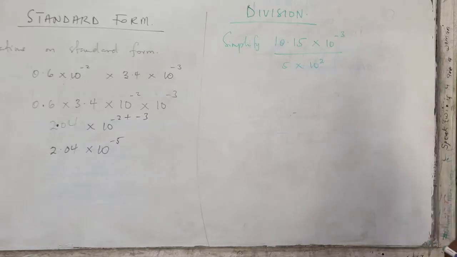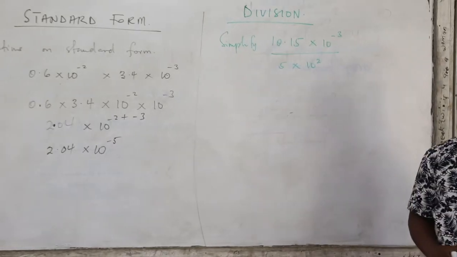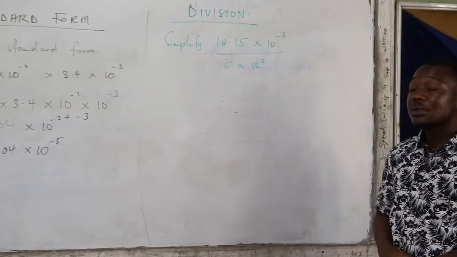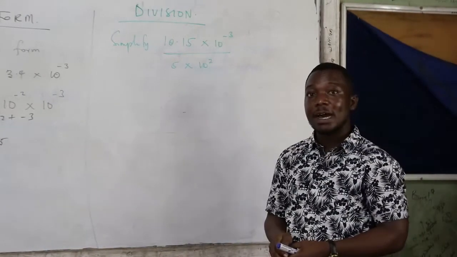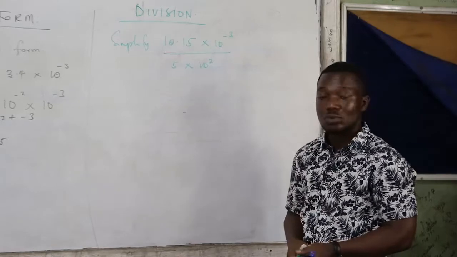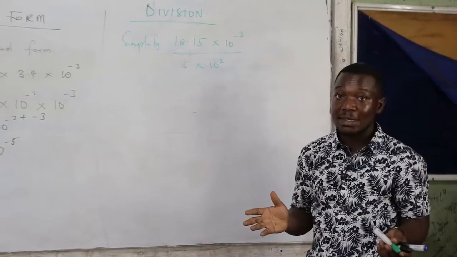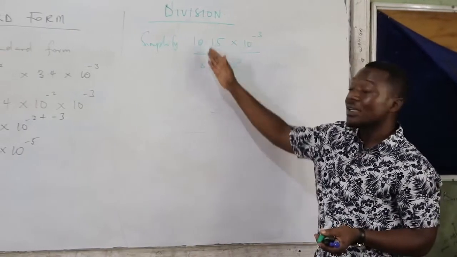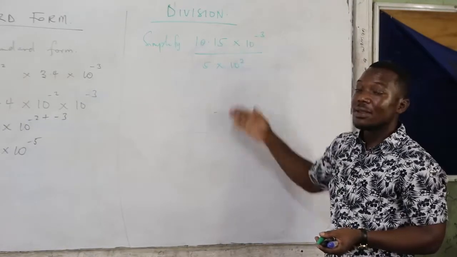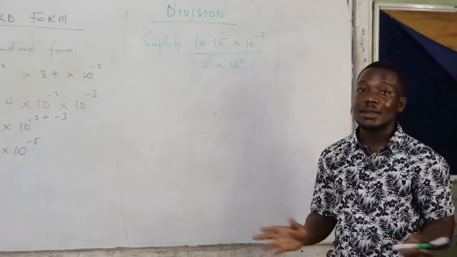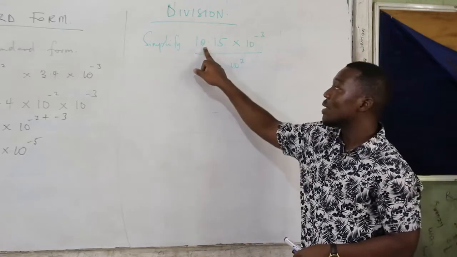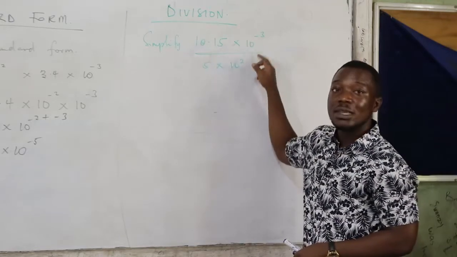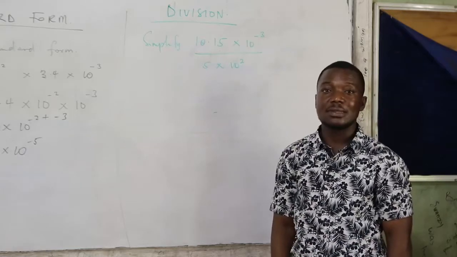All right, so here we have 10.15 times 10 raised to the power negative 3, all being divided by 5 times 10 raised to the power 2. The work has been arranged in a nice way. They've made sure these numbers are in line. The 10 raised to the power also in line. Good to go. Now what are we going to divide? We are going to divide this number by 5 and work with these because the same bases, indices.